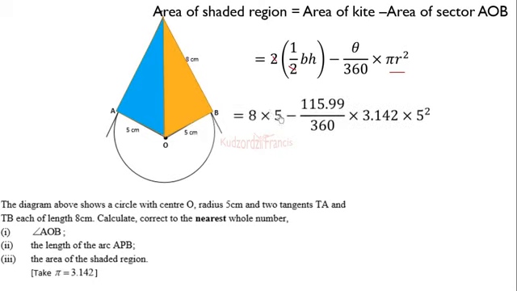So we substitute to get this, and we substitute these values also for theta. So like we did, this is the radius, 5 squared, and we evaluate. Let's evaluate to get 40 for this and 25.31 for this, and we subtract to get 14.69 centimeters squared. But don't forget that you have to make the answer correct to the nearest whole number, as the question demands. That will give you 15 centimeters squared. That is the area of the shaded region.